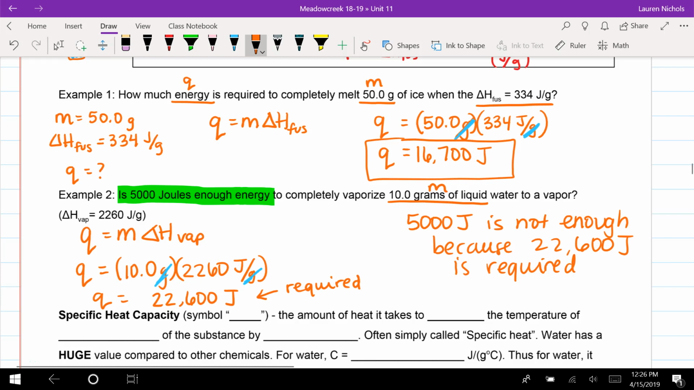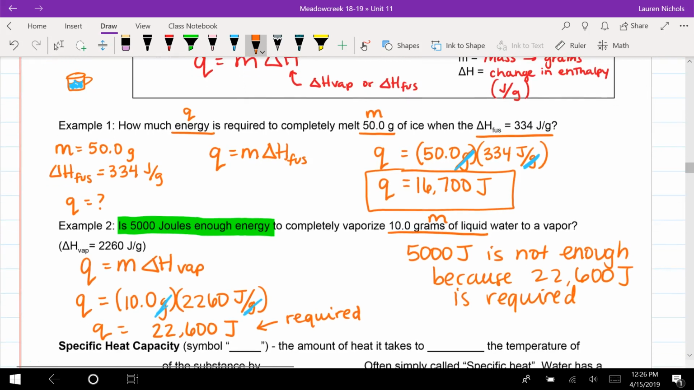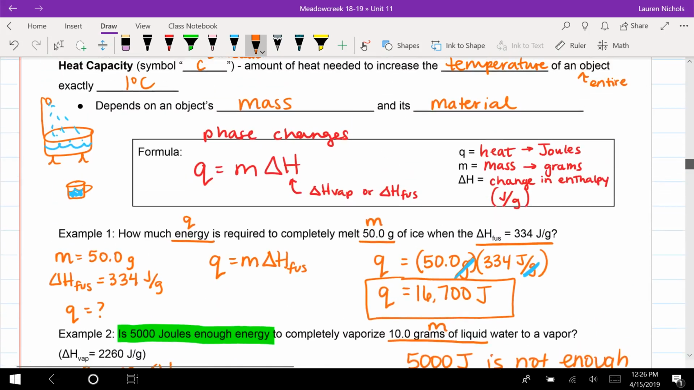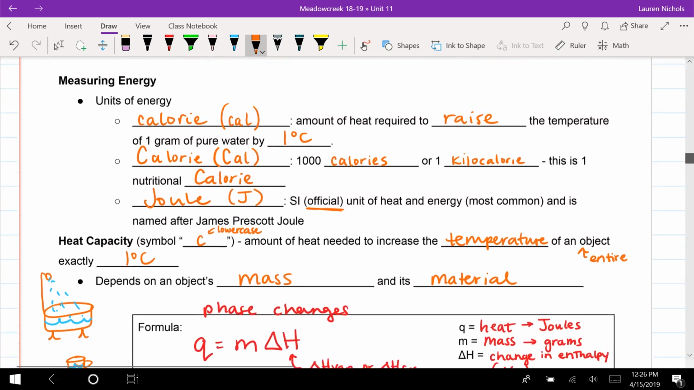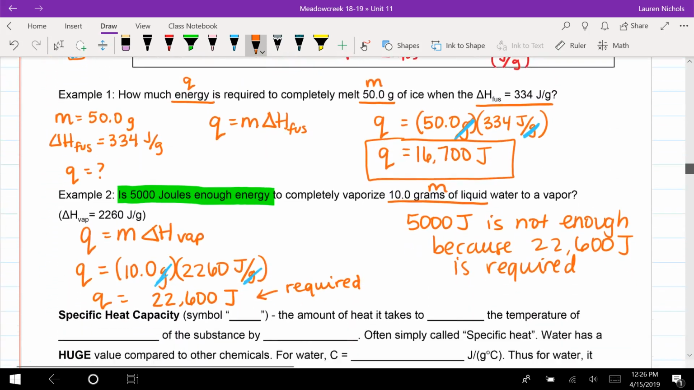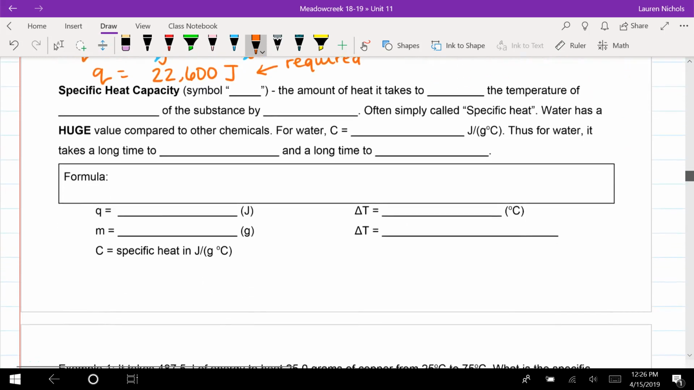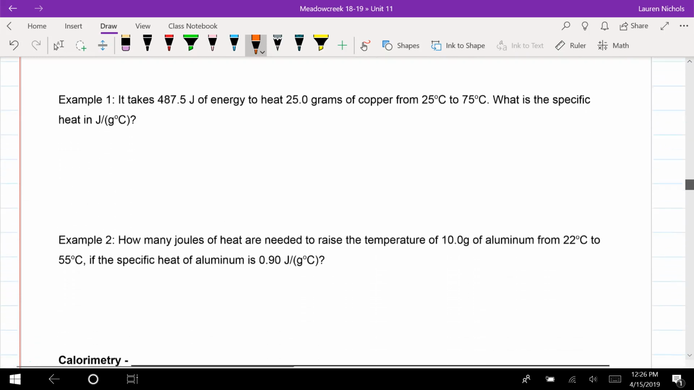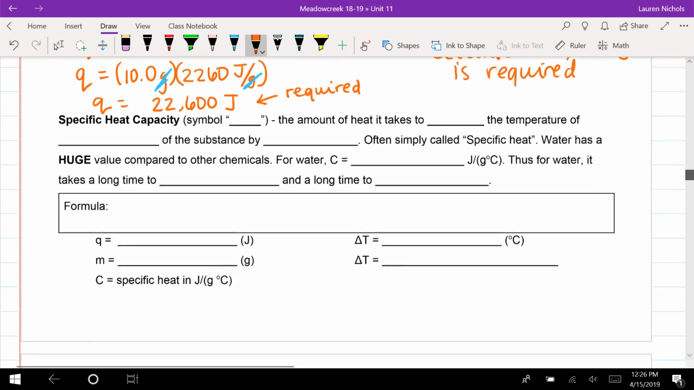And so that is what we talk about with heat capacity and phase changes and how the mass of an object can impact the amount of energy or how we calculate. In the next video, we'll go through specific heat capacity and what it means and some example problems.